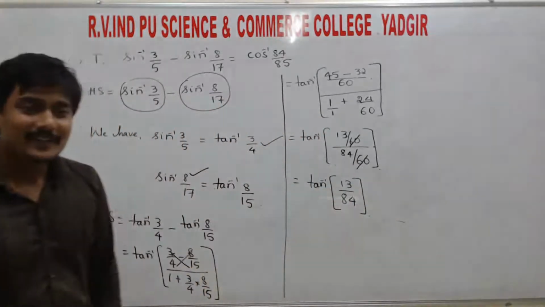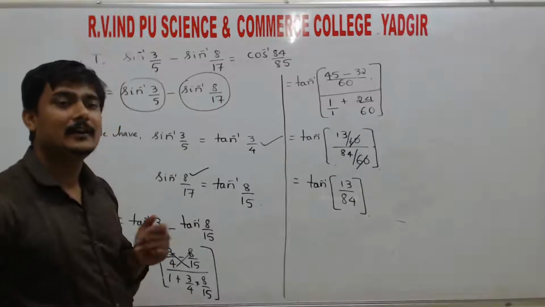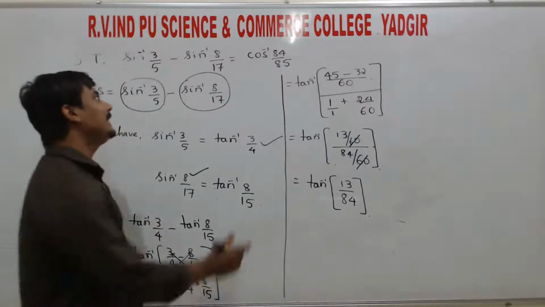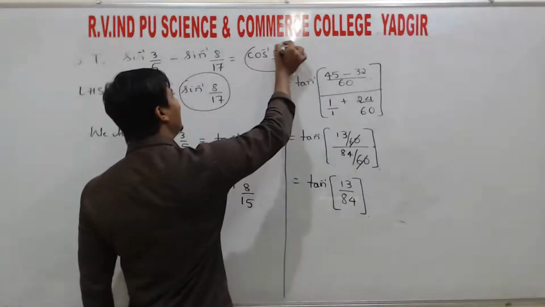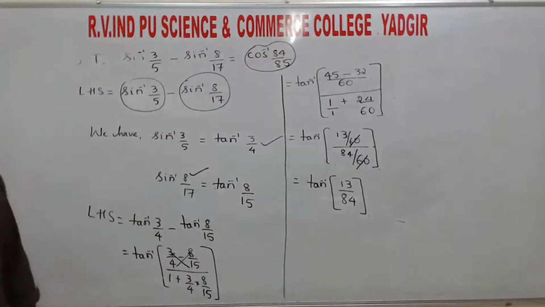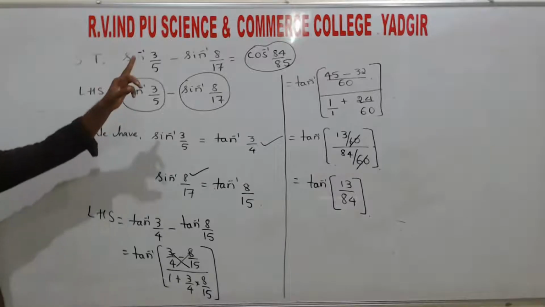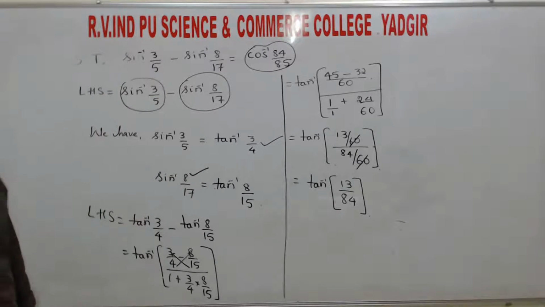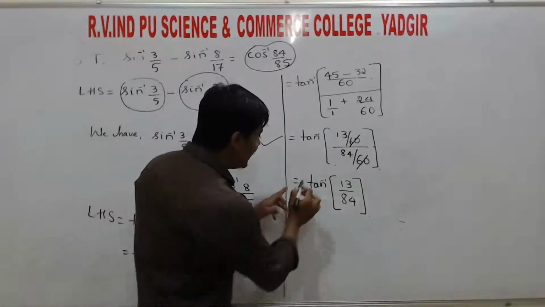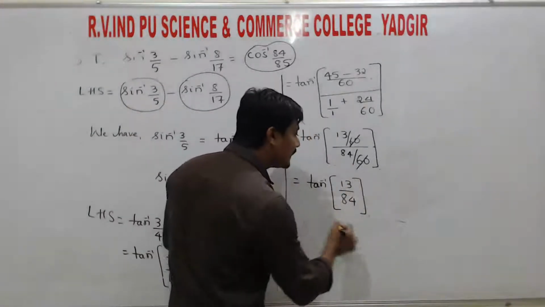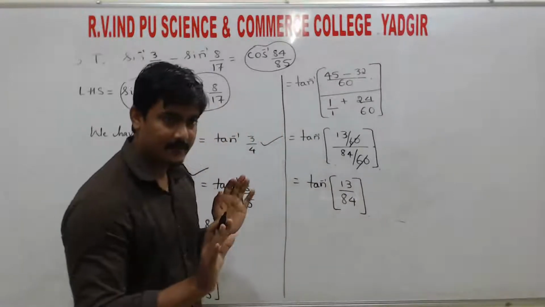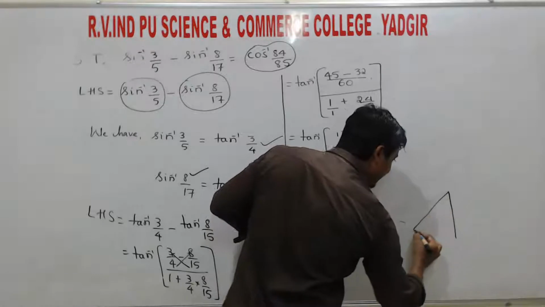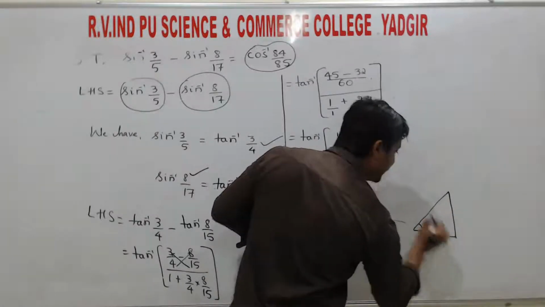Can I stop at this particular stage now? I cannot stop. What is the reason? Because on the right hand side, we are having the answer in terms of cos inverse. Keenly observe, we are having the answer in terms of cos inverse. What shall we do? Again, I need to convert this tan inverse in terms of what? Cos inverse.